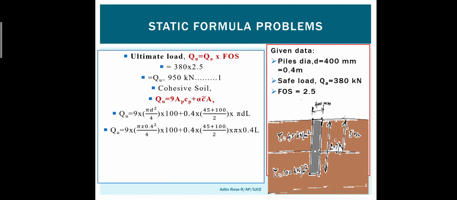45 plus 100 by 2 into pi into D, which is 0.4. L is unknown, so keep the L as such. So resolve it, you get this formula, and keep it as equation 2.